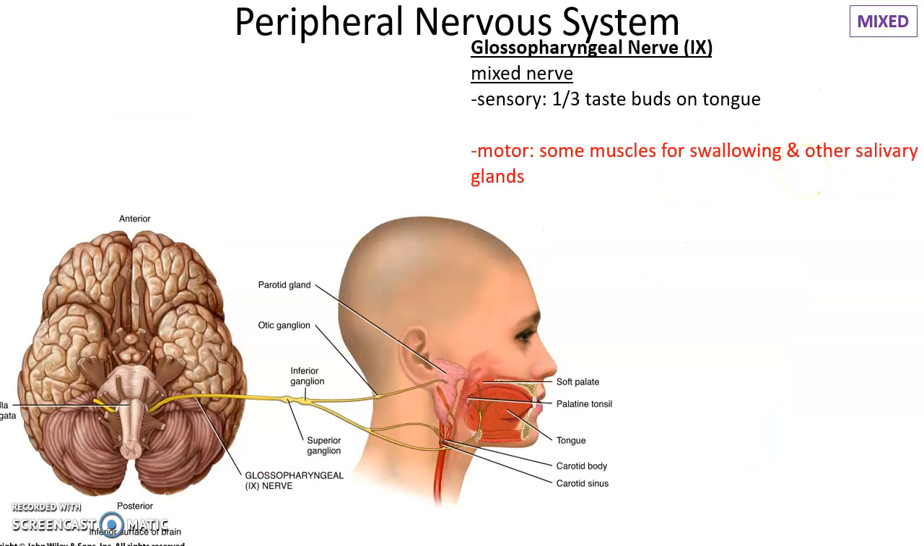Glossopharyngeal nerve. Cranial nerve 9, sorry, this is cranial nerve 9. It innervates the posterior third of the tongue, so it carries the taste sensation for the back third of the tongue and carries that information to the brain. And it also has motor control. It can control some of the muscles important for swallowing, pharyngeal, throat, swallowing, and also some of the salivary glands for producing saliva.